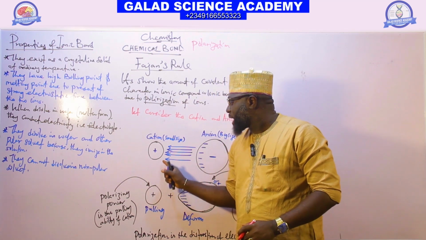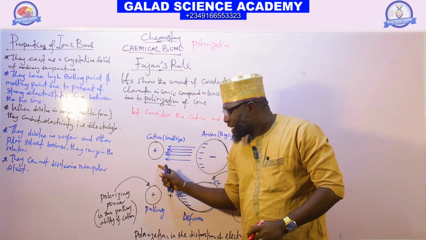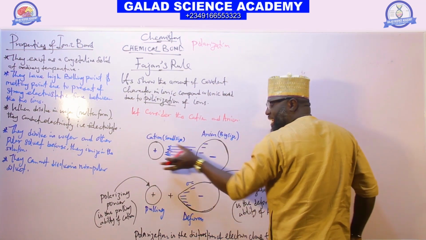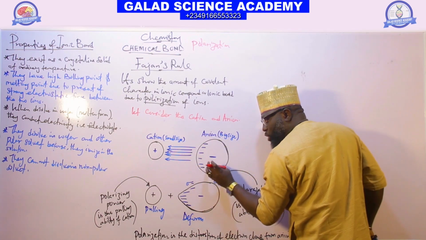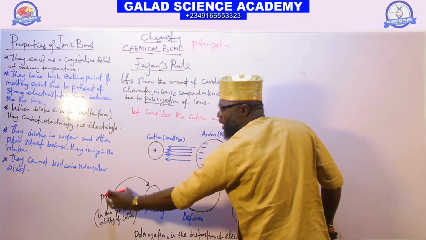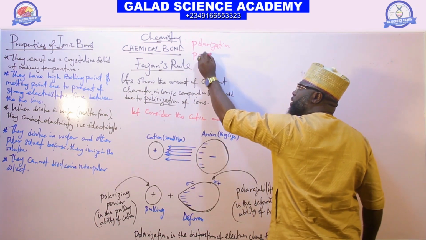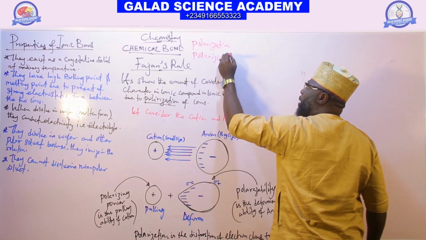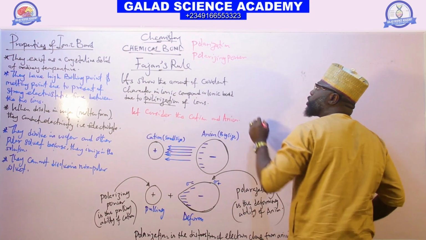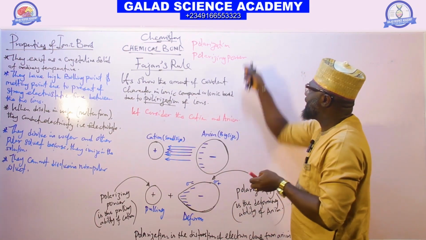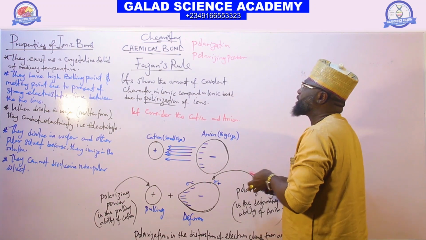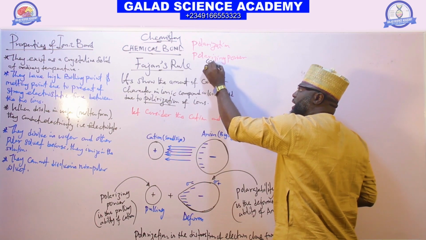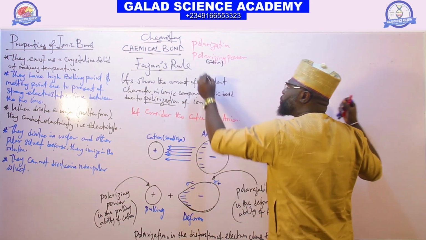And I said it again that this cation has the pulling power. The pulling ability of the cation, or the tendency of the cation to attract this electron cloud into itself, we call it polarizing power. So the polarizing power can be found in the cation.